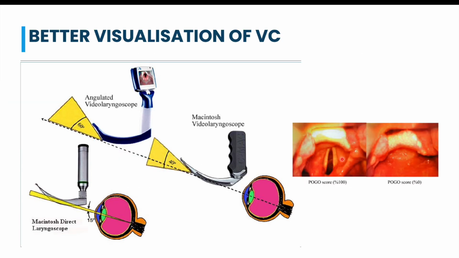So video laryngoscope, as you can see in this figure, provides a better field of vision than direct laryngoscopy. As you can see, video laryngoscope can increase the view from this to this, from a POGO score which is low to a POGO score that is 100%. POGO score is percentage of glottic opening score.